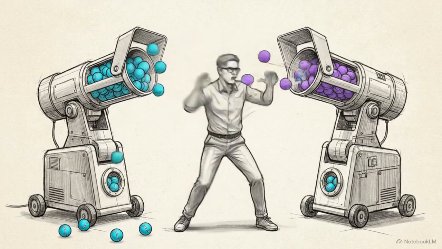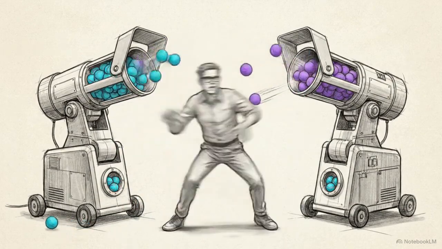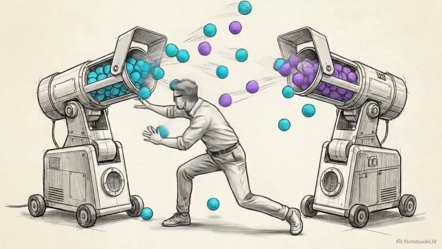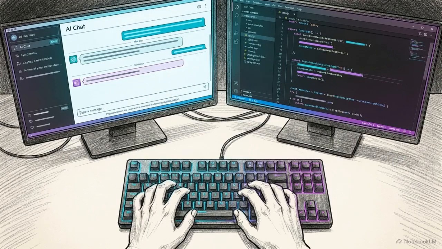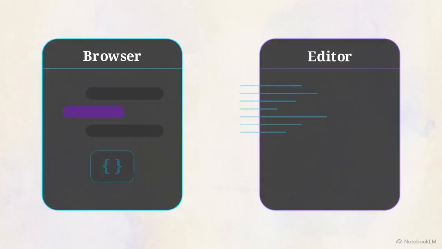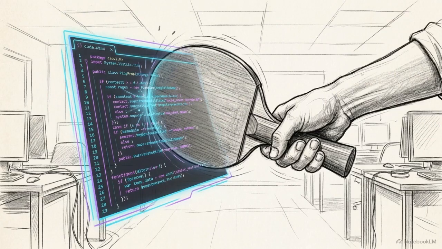Look at this setup. You're standing between two speeding tennis ball machines, desperately catching and throwing balls back and forth. That is exactly what coding with a standard AI chatbot feels like right now. You copy code from the browser, paste it into your editor, hit an error, copy the error back to the browser, and wait. You are the bottleneck in a game of digital ping pong.